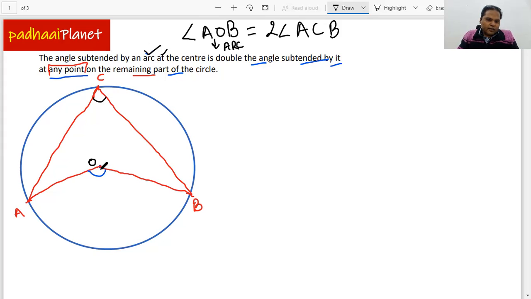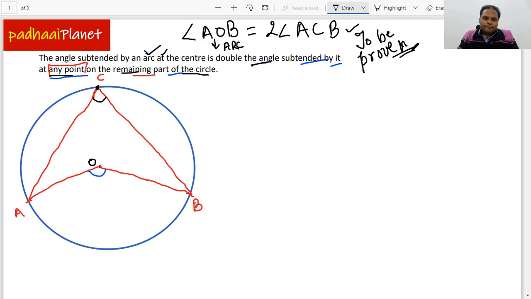So this is subtended at the center. Now, this is double the angle subtended by the arc at any point on the remaining part of the circle. So the same arc AB is basically forming one more angle at point C on the remaining part of the circle. And the relationship between these two is this. And this is what we need to prove. So this is to be proven.